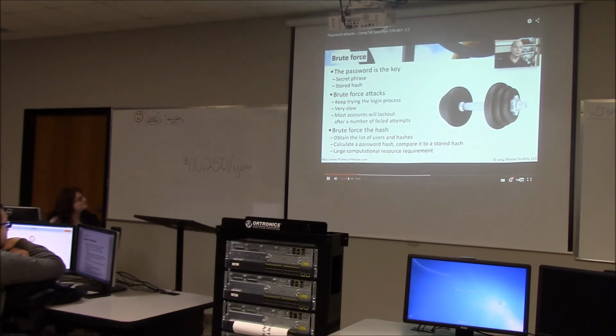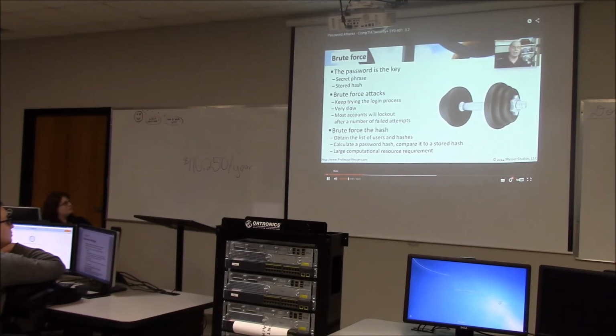And what they will do is begin their own calculations. Well, they'll take their random guess, they will hash it, and then they'll compare that hash to what was in the database. And they'll do this over and over and over. Because they have the hashes, they don't have to worry about locking down an account. They can keep trying this as much as they'd like.